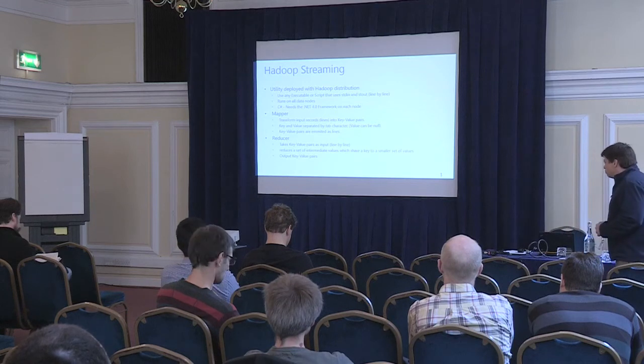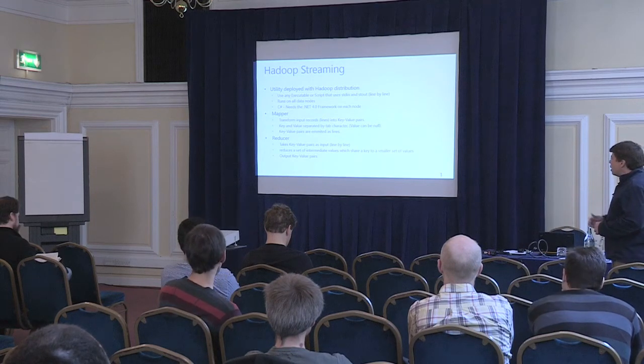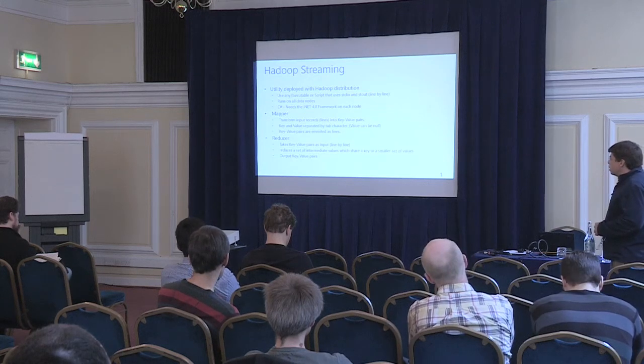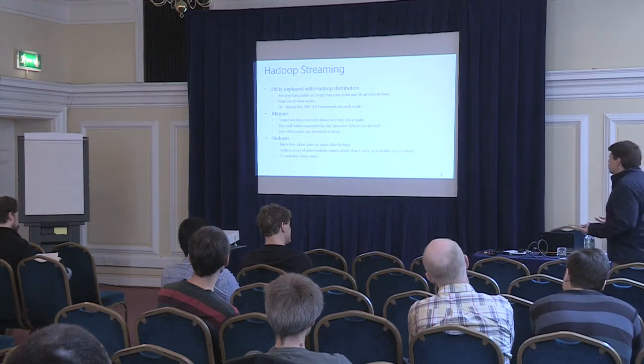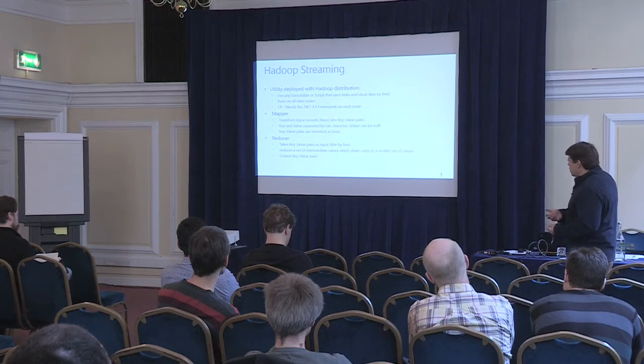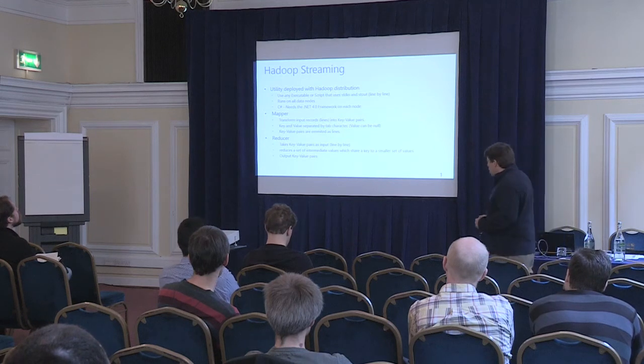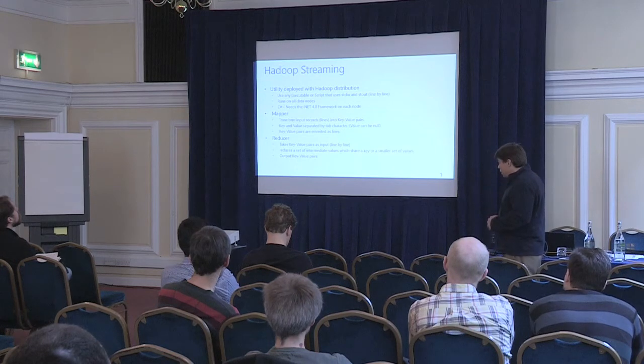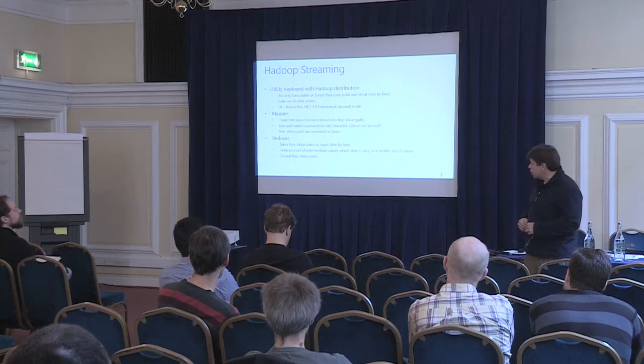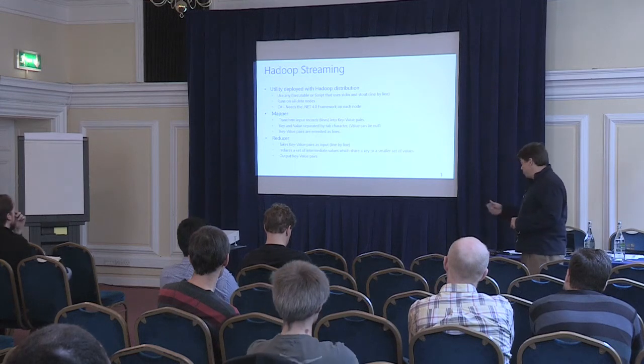And then the mapper, just like I said before, is going to take and transform the input lines into key value pairs. The key and the value are separated by the tab character. So it's going to be a tab character, and the value can be null. The key can't be null, but the value can be null. And then key value pairs are emitted as lines of text output.